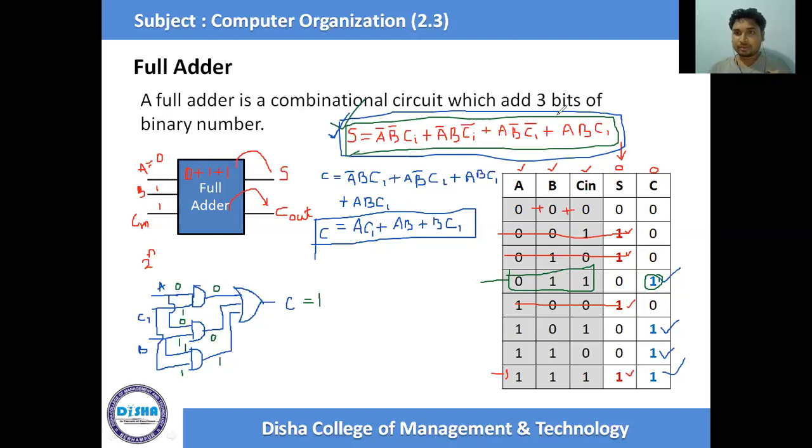Thank you so much for today's class. In the next class we will discuss the circuit diagram of the full adder in detail, and after that we will discuss the serial adder and parallel adder, and what are the benefits of serial adder and the benefits of parallel adder. We'll discuss in the next class. So thank you so much.